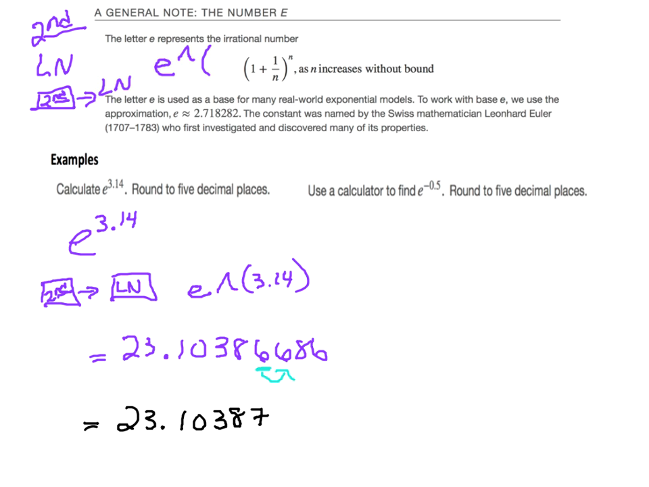We can also raise E to a negative value. So when I put E raised to the negative 0.5 into my calculator, I get that E to the negative 0.5 is approximately 0.60653, and that is rounded.